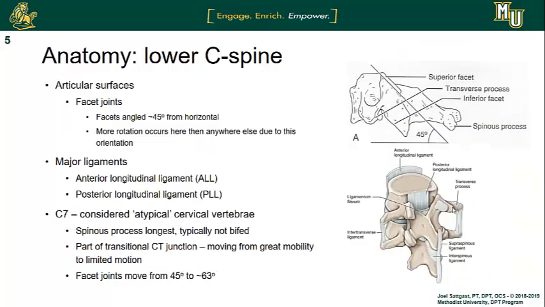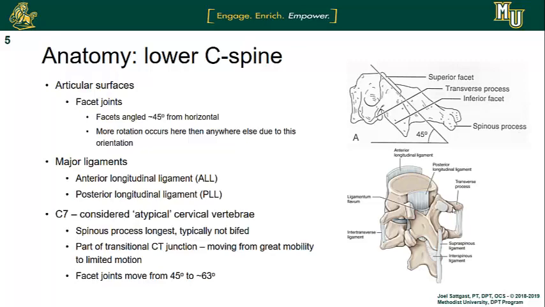The articular surfaces we've already talked about in class are angled at a 45-degree orientation one to another from the horizontal, and this is why more rotation occurs in the cervical spine than anywhere else within the spine. It's due to this orientation. Keep in mind the thoracic spine is going to change to a 60-degree orientation, and by the time we get to the lumbar spine it's going to be 90 degrees. The 45-degree angle is really advantageous then for allowing not only rotation but also a coupling motion of side bending, which we'll talk about momentarily. The major ligaments we've already talked about in class.